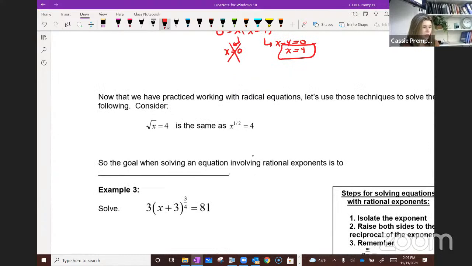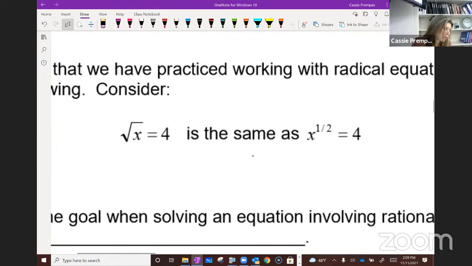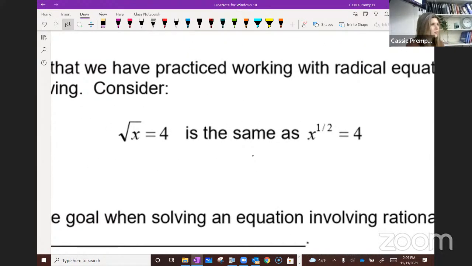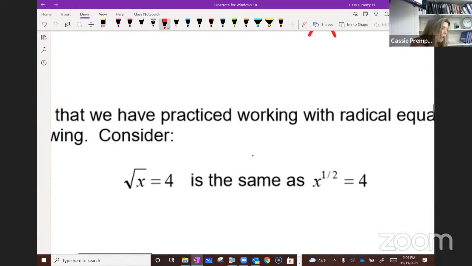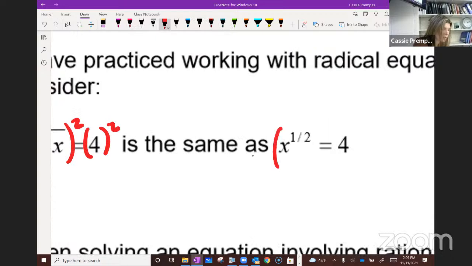Now that we've practiced working with radical equations, let's use those techniques to solve the following. Consider this. The square root of x equals 4 is the exact same thing as x to the 1/2 equals 4. So I can actually use the exact same method to solve. What, again, undoes the square root? Square. So I could square this side and square this side, which means this equation I could do the same thing because it's the same equation.